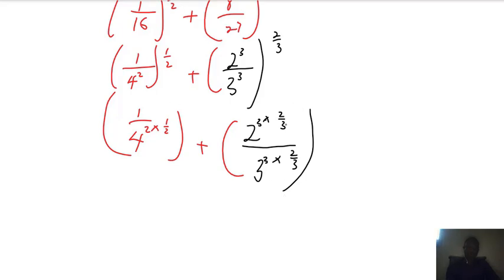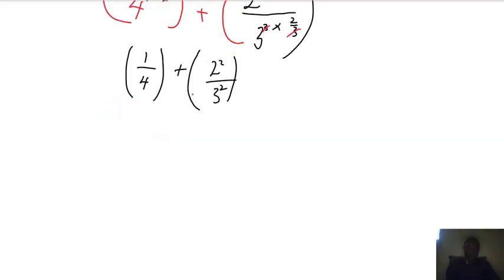Looking at it, this 3 will cancel this 3, and the 3 here will cancel the 3 here. And the 2 here will cancel the exponent 2 here. So we have 1 over 4 plus (2 exponent 2) over (3 exponent 2), each in a bracket. So we move on: we have 1 over 4 plus 2 exponent 2, which gives us 4, over 3 exponent 2, which gives us 9.